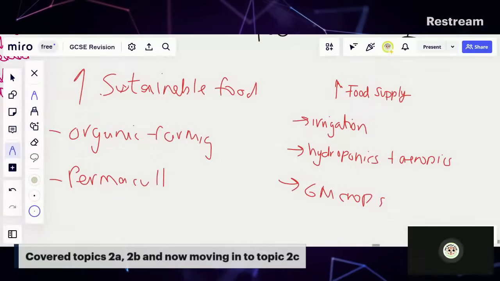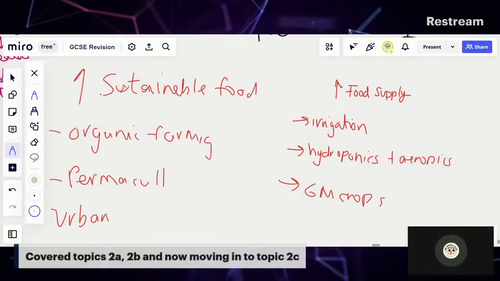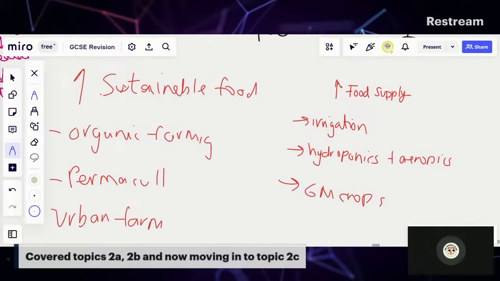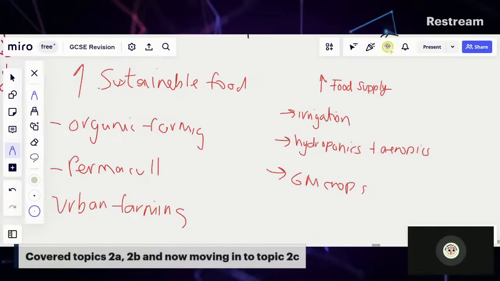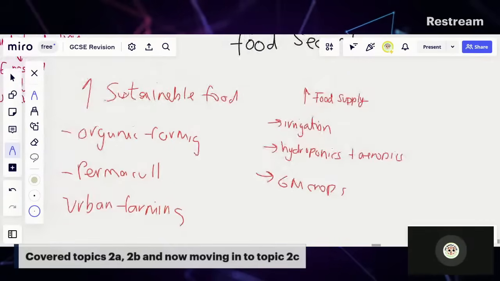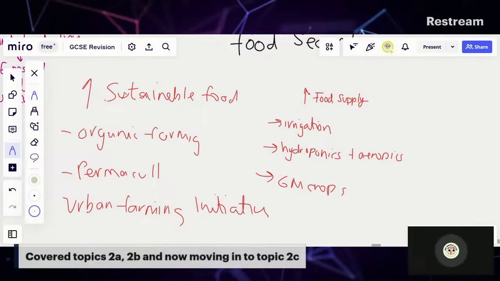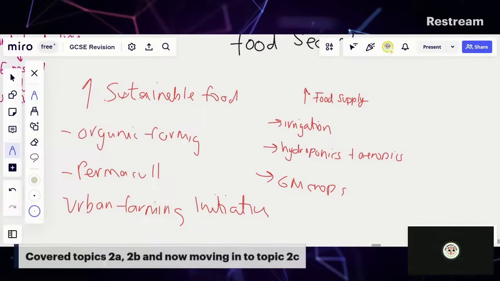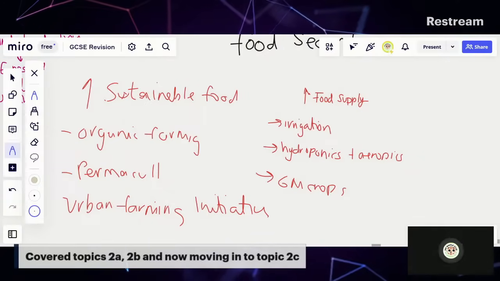And finally, urban farming initiatives. Urban farming initiatives are important because they use things like empty spaces and balconies to grow food and raise animals in towns. And we can definitely see this in London, and it makes areas healthier, more attractive, and green spaces also improve. Now, eating seasonally as well and reducing waste is very useful.